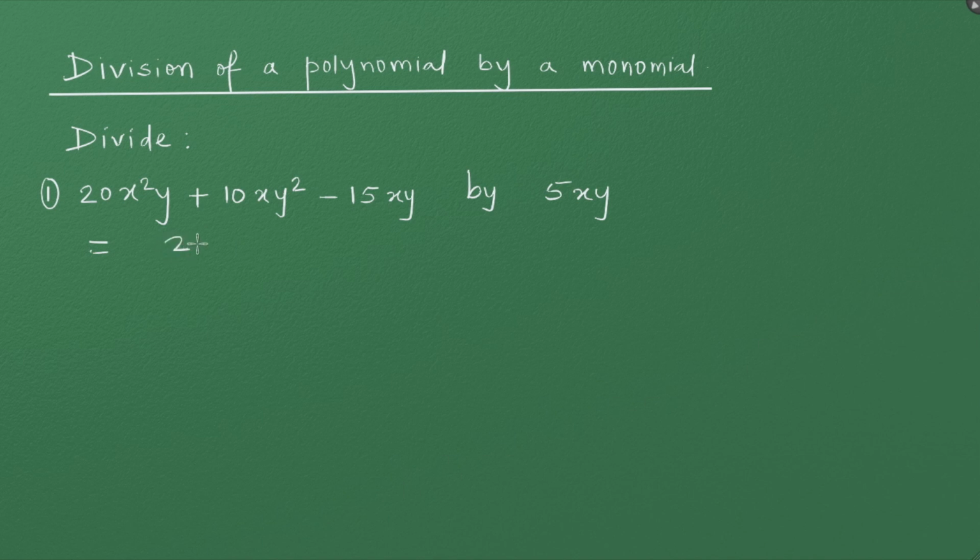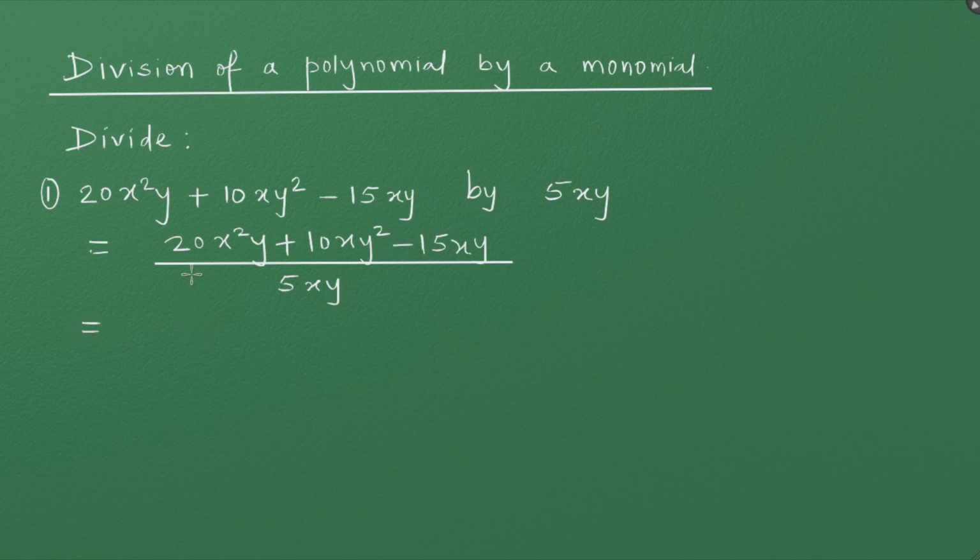So this equals, I'm writing the polynomial. This polynomial is divided by the monomial 5xy. So when you start with division, each term of the polynomial is to be divided with the monomial. So the first term is 20x square y. So divide this 20x square y with 5xy.